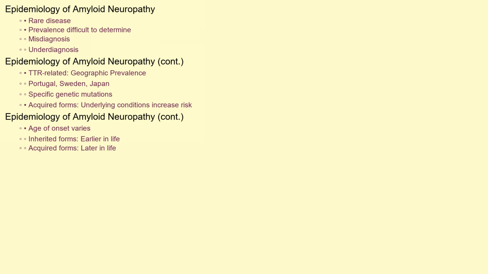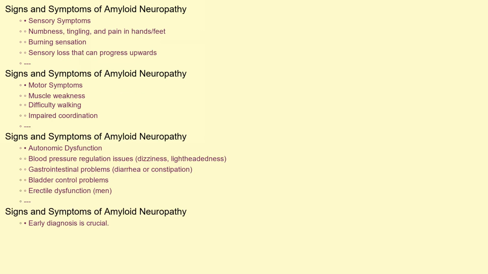Now let's consider the epidemiology. Amyloid neuropathy is considered a rare disease, but its exact prevalence is difficult to determine because it's often misdiagnosed or underdiagnosed. TTR-related amyloid neuropathy is more common in certain geographic regions, particularly Portugal, Sweden, and Japan, where specific genetic mutations are more prevalent. The acquired forms can occur in individuals with underlying conditions that increase their risk of amyloid formation. The age of onset varies depending on the type of amyloidosis, with inherited forms often presenting earlier in life than acquired forms.